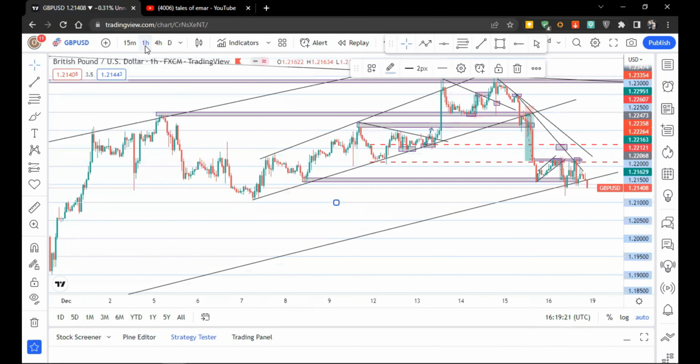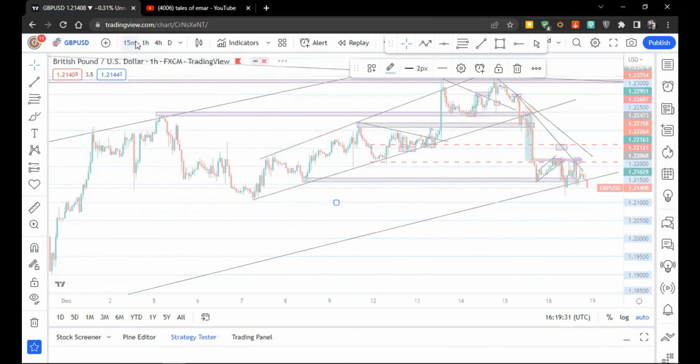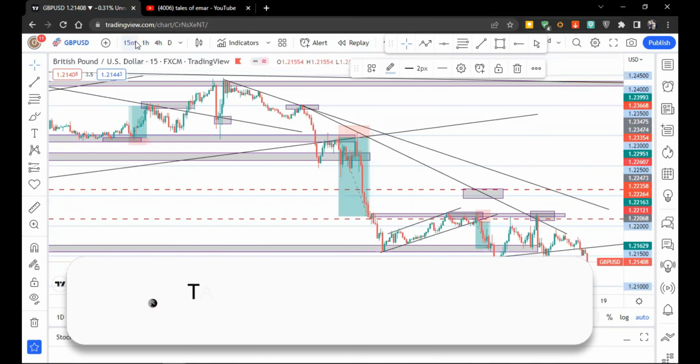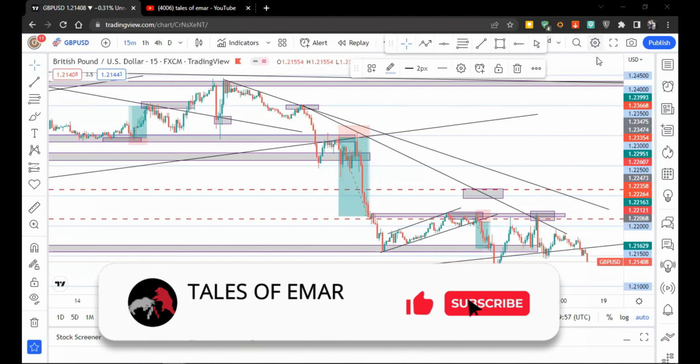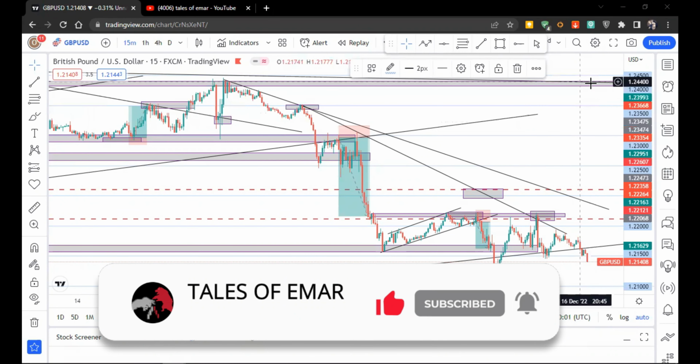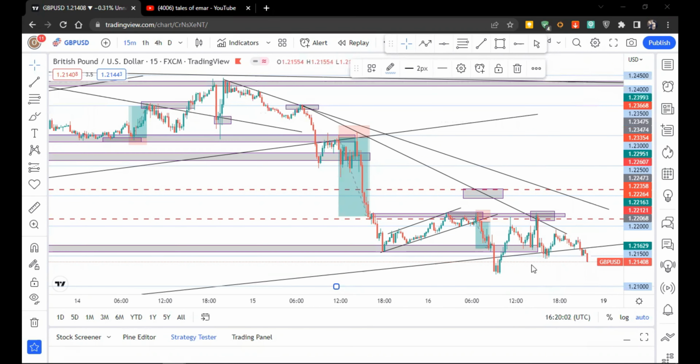So let's look at the 1 hour time frame. Now there's another inside channel, which is this one, which also didn't last. It broke down and bounced down. Now let's see the 15-minute time frame. These are the trades we took last week.